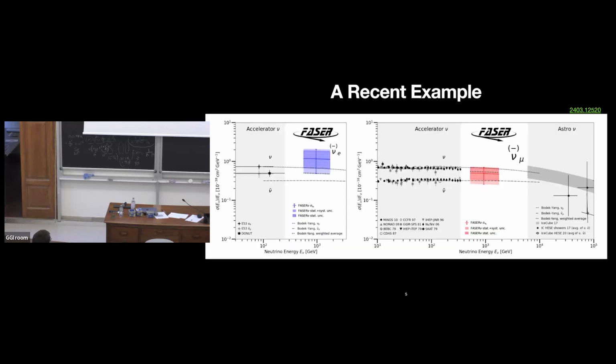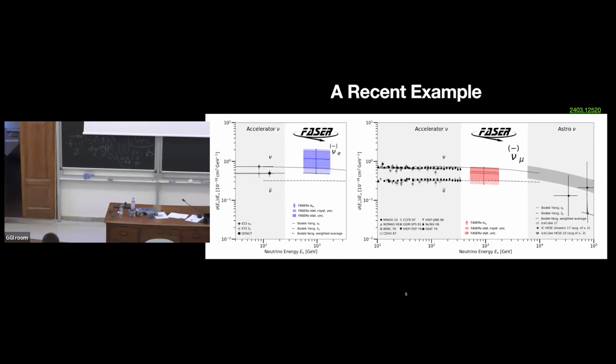Now, coming to a more recent example, we have this fantastic experiment called FASER at the LHC. And for the first time, they have seen neutrinos coming from the pp collisions. Okay, and this is a remarkable achievement. And in fact, not just a proof of principle, but they can also do some measurements here. This is one of the recent papers from last year, where they have given the measurement of the neutrino nucleon cross sections, okay, in the region where there was no data before.